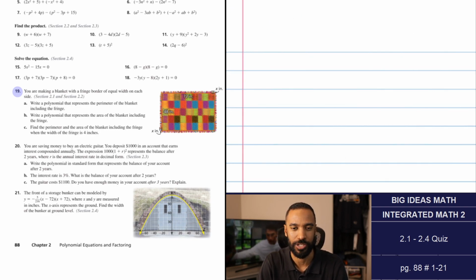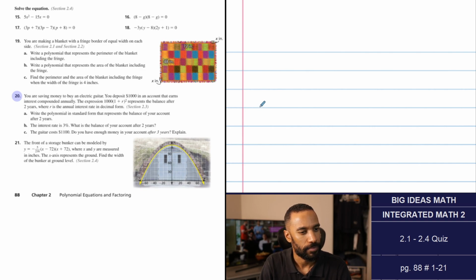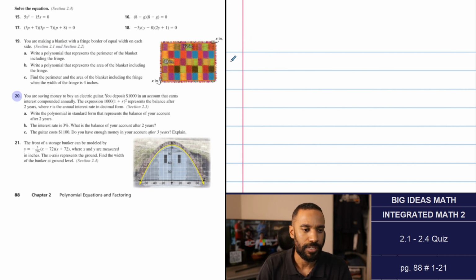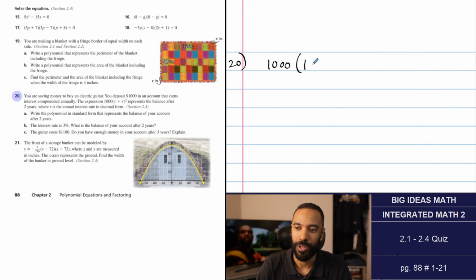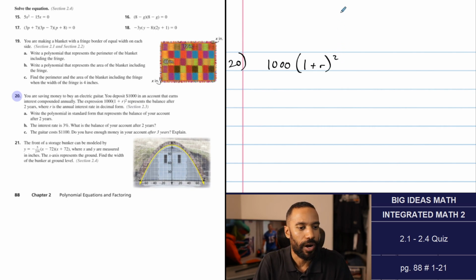Okay, let's move on to another page there. Let's look at numbers 20 and 21, and that'll be it. Number 20, you are saving money to buy an electric guitar. You deposit $1,000 in an account that earns interest compounded annually. The expression 1,000 times 1 plus r squared represents the balance after 2 years, where r is the annual interest rate in decimal form.